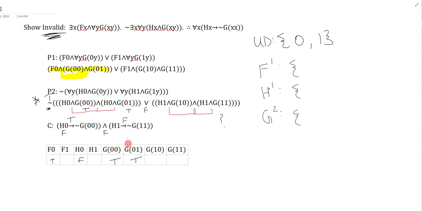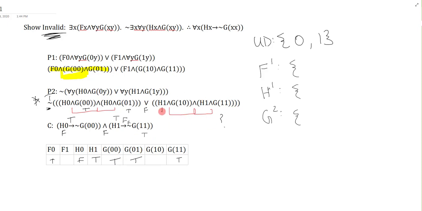And for this to be false, we know it's false in only one way, when the antecedent is true and the consequent is false. So that means H1 is true. And the consequent here, negation G11, is false, which of course means G11 is true, right? Because that has to be false, which means that has to be true. Okay, so now I can go back over here and figure out what I actually need.